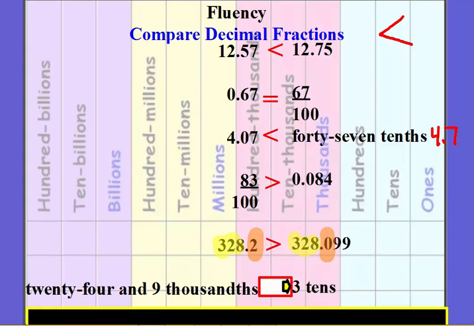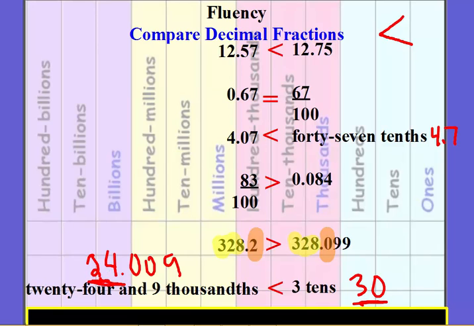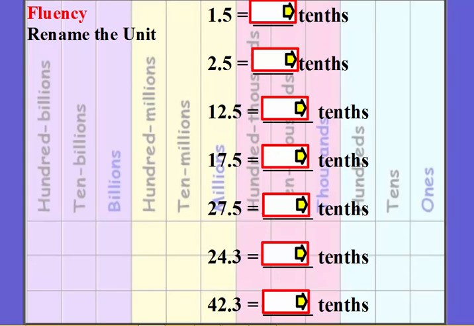24 and 9 thousandths, or 3 tenths. Well, 3 tenths is going to be bigger. Why? 3 tenths is 30 hundredths, where this number is 24 and 9 thousandths. And we can easily see that 24 is less than 30. Okay, fluency, rename those units.